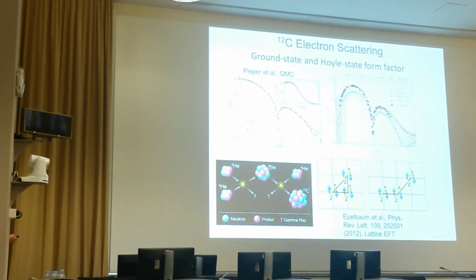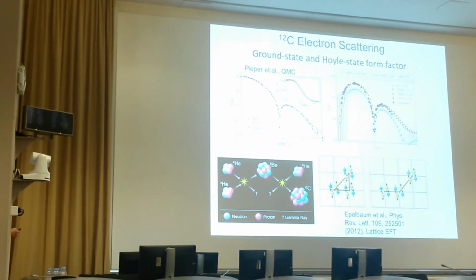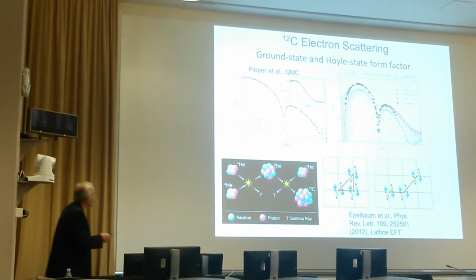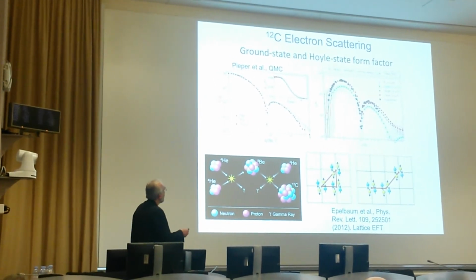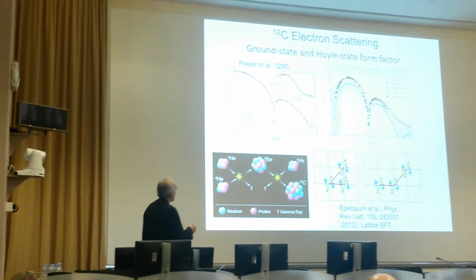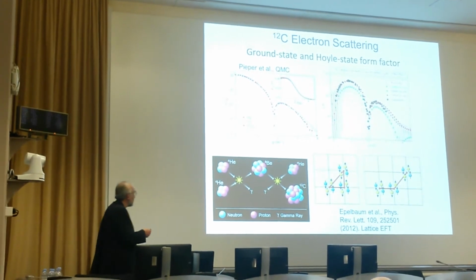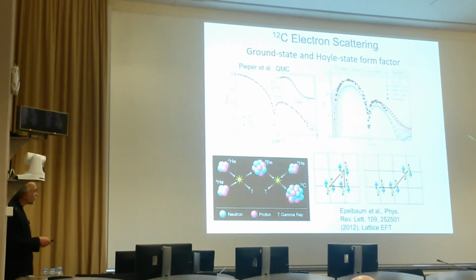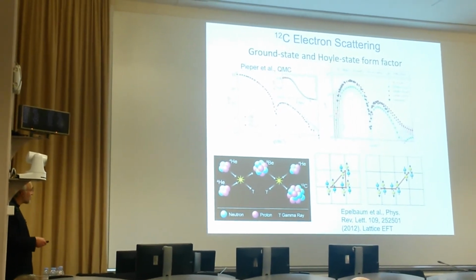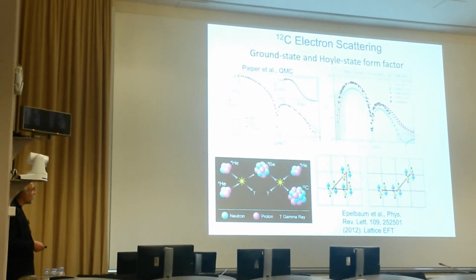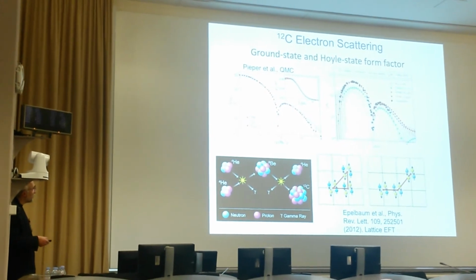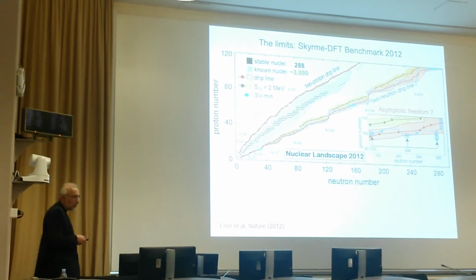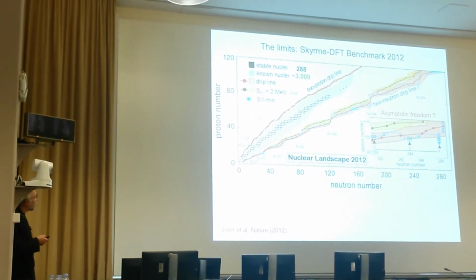Quantum Monte Carlo calculations for carbon-12, the charge form factor, and for the charge form factor of the point state. A comparison between ab initio Monte Carlo and measurements. Those are the calculations for the Hoyle state structure using lattice EFT. Very nice recent work. This plot was already advertised by Gerd.